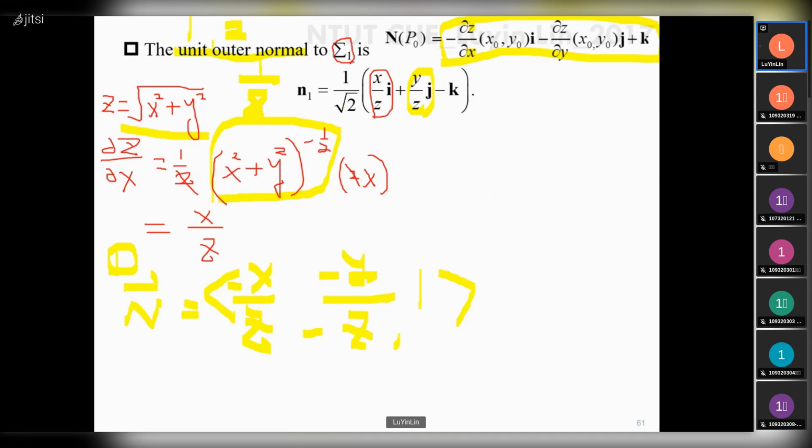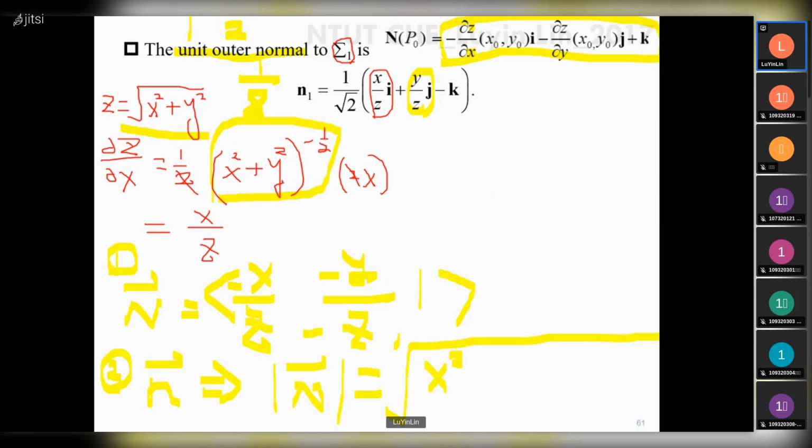Secondly, let me show you maybe unit. Okay, let's put it as unit vector. So maybe we use a small n to represent a unit. So first you have to know the length, right? The length of n. Length of n is square root of x squared over z squared, oh, it's very hard to write it using this way, y squared over z squared, okay, and 1.